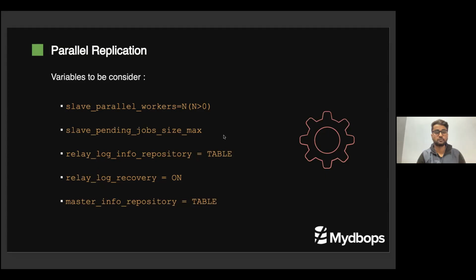So this should be in table, it should not be in file. If it's in a file, then the file writes to disk are handled at the OS level. But if it's in a table, it will have more recent updates, so there is less chance it will miss any positions. Relay log recovery should be on. This will avoid inconsistencies of the IO thread when the server starts, and it will handle the gaps in the transactions.